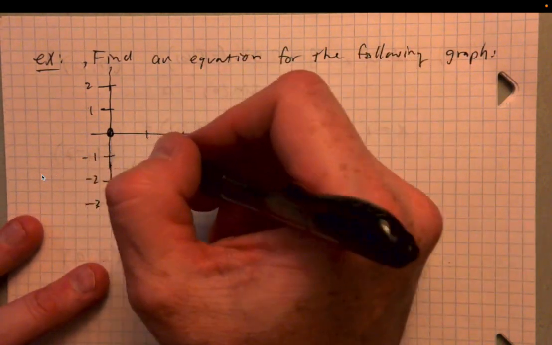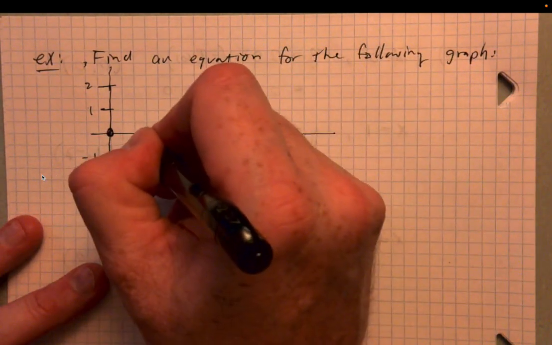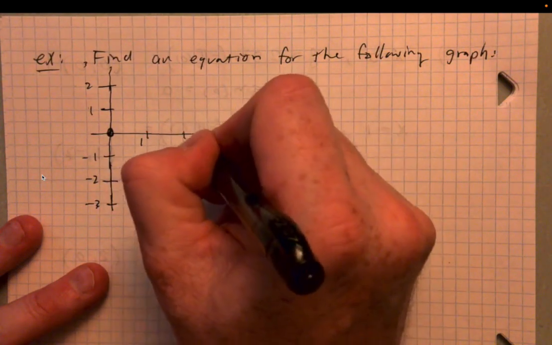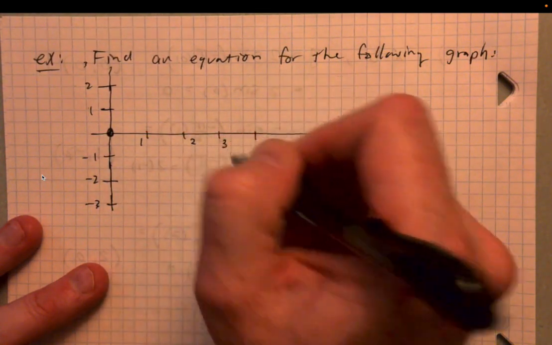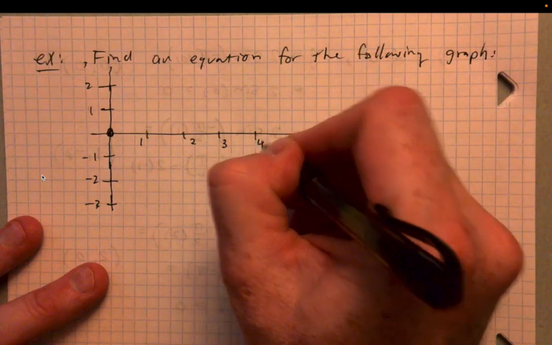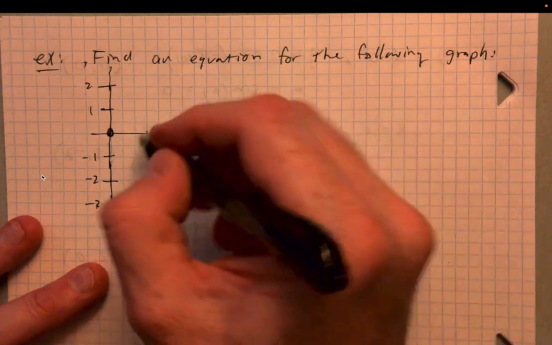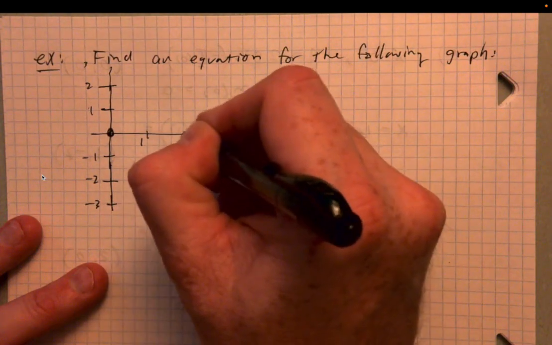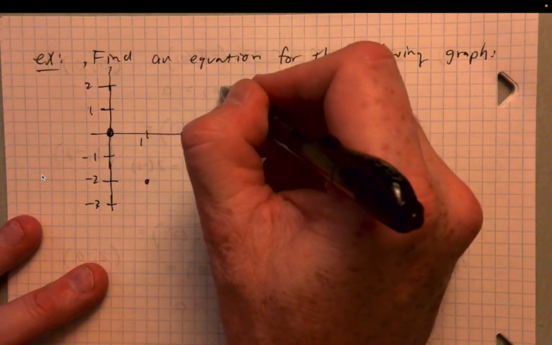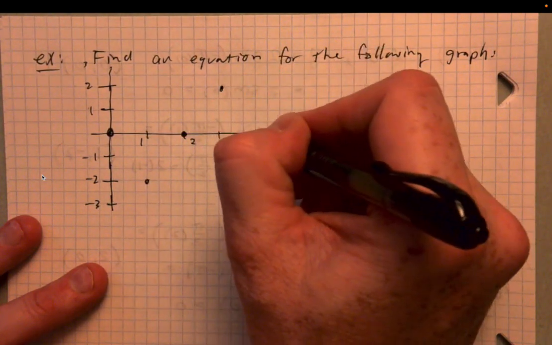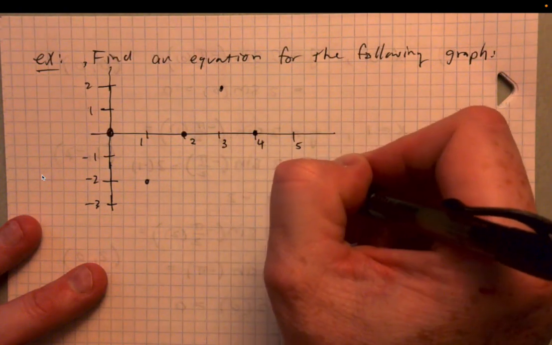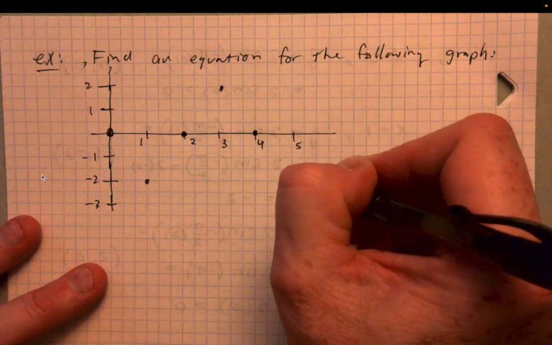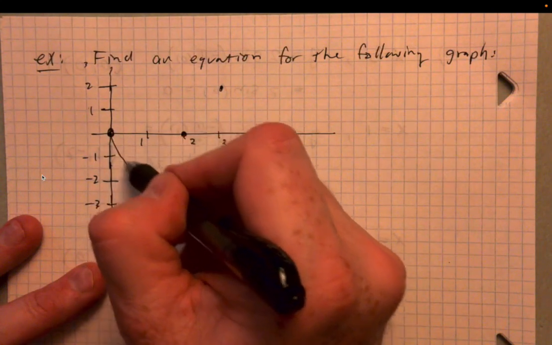I'm going to make my points here. This is going to be 1, 2, 3, 4, and then 5. And let's say it comes down to -2, and then comes back up, and then goes up to +2, and then comes back down, and then ends up down here again. Right, so this one goes like this.